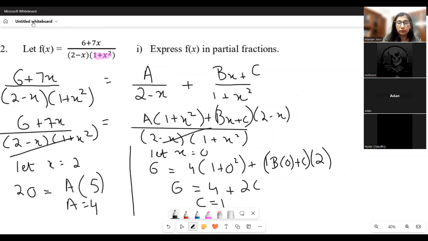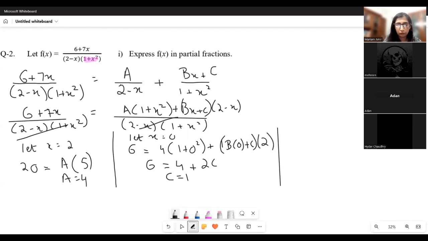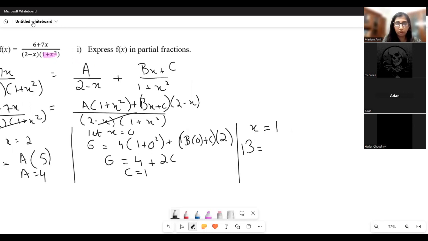Okay. Now we need to find the value of B. So for that, take any value of x on both sides. Try to keep it as simple as possible. I'm going to take x equals 1. So then 6 plus 7x becomes 6 plus 7, which is 13, equals A, which is 4, times (1 plus 1 squared), which is 2, plus B times 1, which is B, plus C, which is plus 1, times (2 minus 1), which is 1. So we have 13 minus 8, which is 5, equals B plus 1. That gives us 4 equals B.